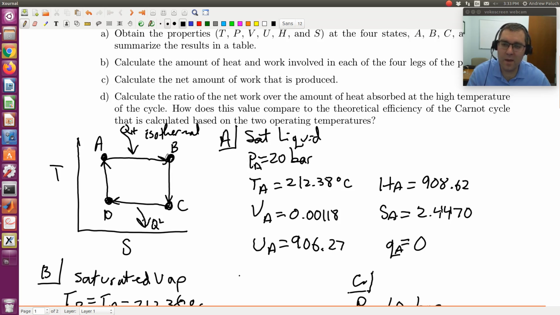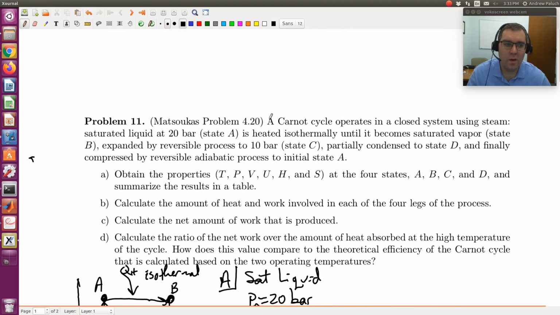Okay, so from A to B, we have an isothermal process. All we're told is that we're heated isothermally until it becomes a saturated vapor. Okay. So for A, we're just told that we have isothermal heating. From B to C, we know it's isentropic, and we're also told that it's reversible. And then C to D, we have another isothermal process.